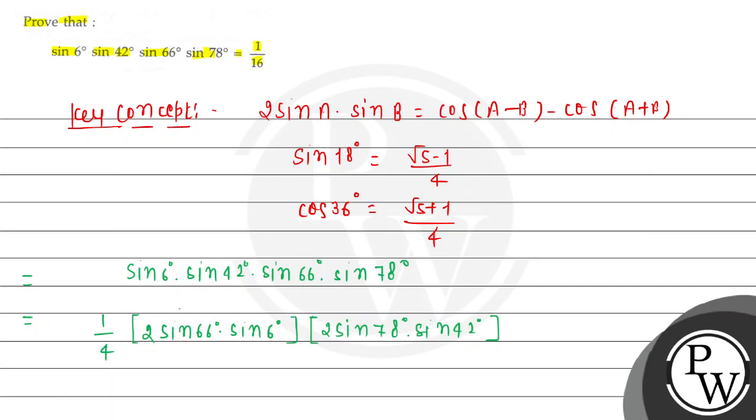And here we have written like this: cos(A minus B) minus cos(A plus B). So we can write this as 1 by 4, and here we'll try to write it as cos(66 degree minus 6 degree) minus cos(66 degree plus 6 degree). Okay.